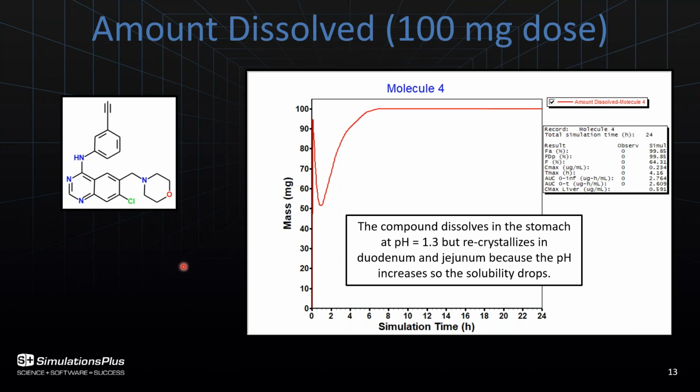And so what happens when we simulate this in GastroPlus is that almost all of the compound is dissolved in the stomach. So over 90% of it, or 90 milligrams, is dissolved. And then when it works its way down the GI tract where the pH increases, it crashes out or recrystallizes in the duodenum, and then slowly dissolves to get a fraction absorbed of almost 100% over the 24-hour time period. But most of it, or almost all of it, is dissolved within the first 8 hours.